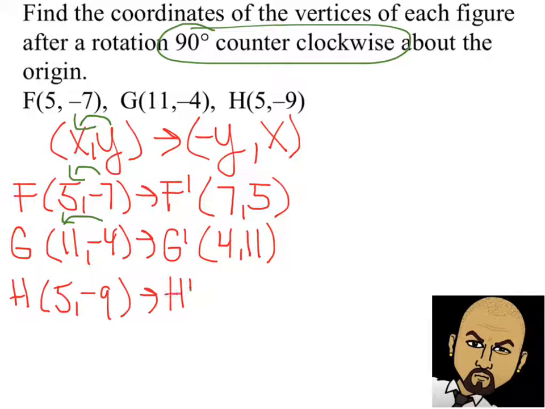In order to get H prime, the negative 9 is going to jump over and become positive, become the opposite. And then the x coordinate in our pre-image is going to slide over and become our new y value. And here we got a rotation of 90 degrees counterclockwise about the origin.